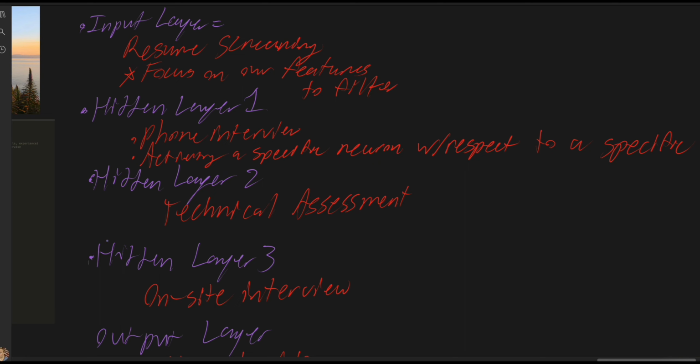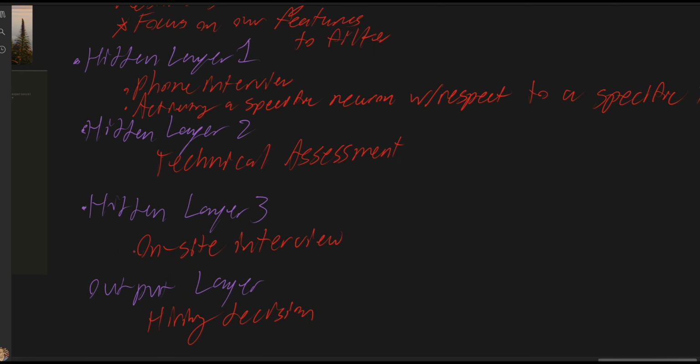Then, for the third hidden layer, which is the on-site interview, the very best candidates are invited to an on-site interview, where they meet multiple team members. They are assessed for cultural fit, team dynamics, and communication skills. Like a neural network that abstracts and refines information layer by layer, the interviewers synthesize a broader picture of each candidate's potential fit for the role. So for the third one, neural networks abstract and refine information.